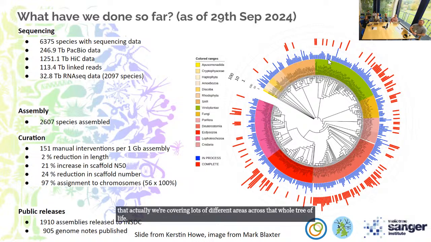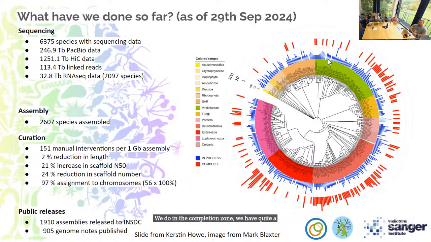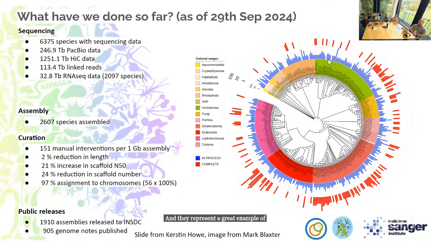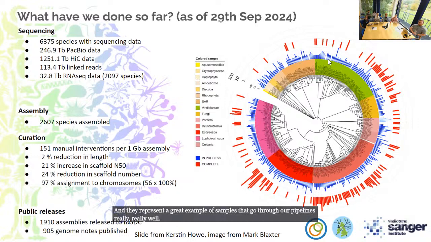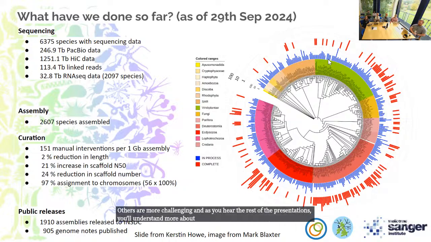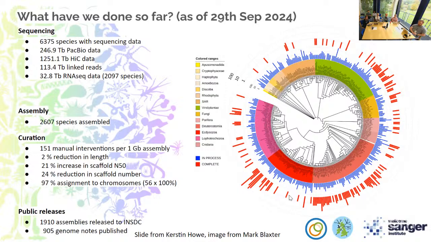In the completion zone, we have quite a dominance for the Lepidoptera. There are many, many hundreds of those that have now completed. And they represent a great example of samples that go through our pipelines really, really well. Others are more challenging, and as you hear the rest of the presentations, you'll understand more about which samples work well and which ones are more difficult. So I think you can see here our public releases: 1,910 assemblies have been released so far. So we're looking forward to that 2,000 assembled genomes milestone, and it will be coming very soon.